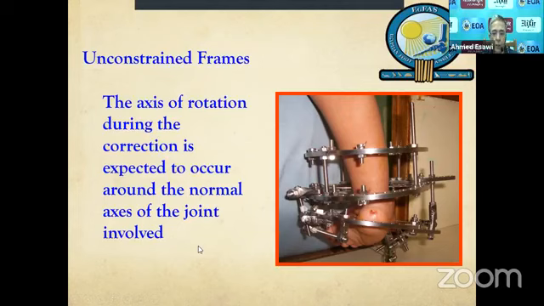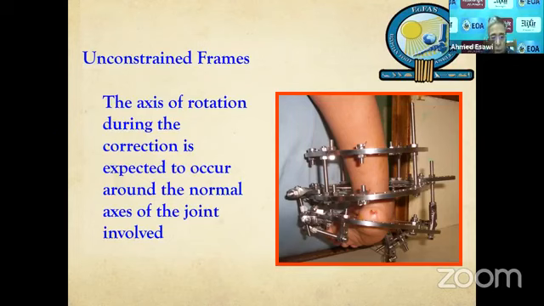This frame affects only one joint, and during rotation, the axes of all the joints are usually moving around the normal axis of the joint involved. So the frame is a simple frame used from one joint, and during the correction, all joints will be rotated around the same axis.